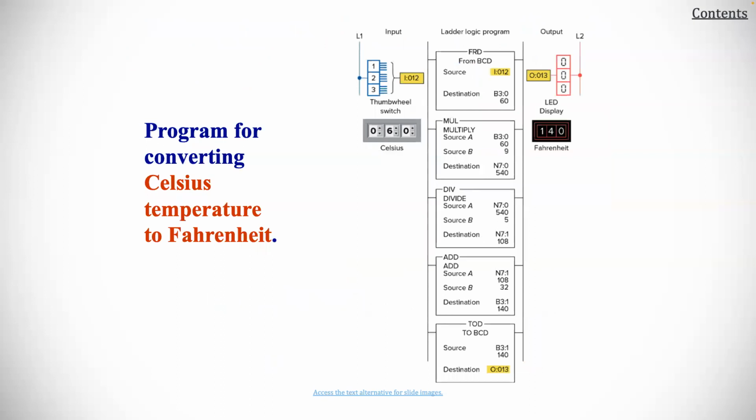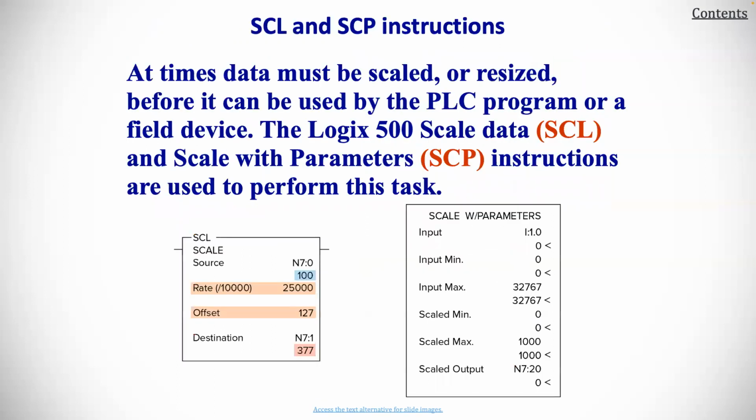Here is a program for converting Celsius temperature to Fahrenheit. If you know what the actual equation is, you can put it into your ladder logic to convert from that. So that would be a possible way of using your PLC.